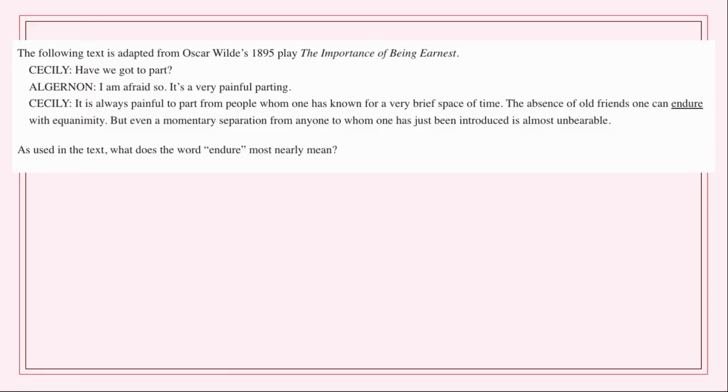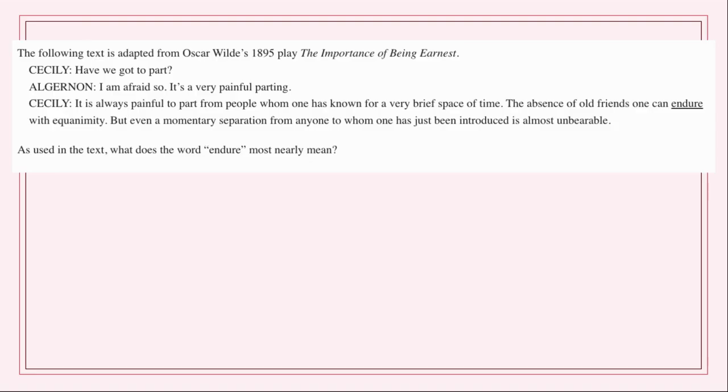And we need to figure out what endure means in this play dialogue. So, what's going on? These are Cicely and Algernon, I guess. They just met and now they have to go away from each other, and it's very painful for them. Cicely is saying that it's always painful to leave people who you've only known for a little bit of time. Okay?